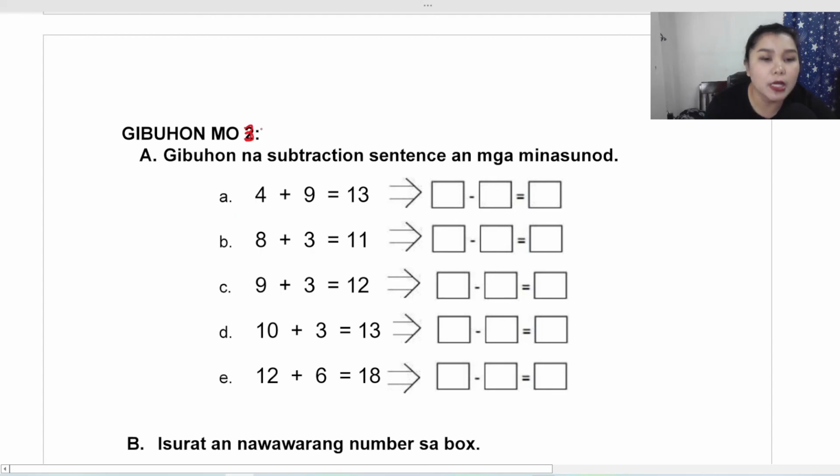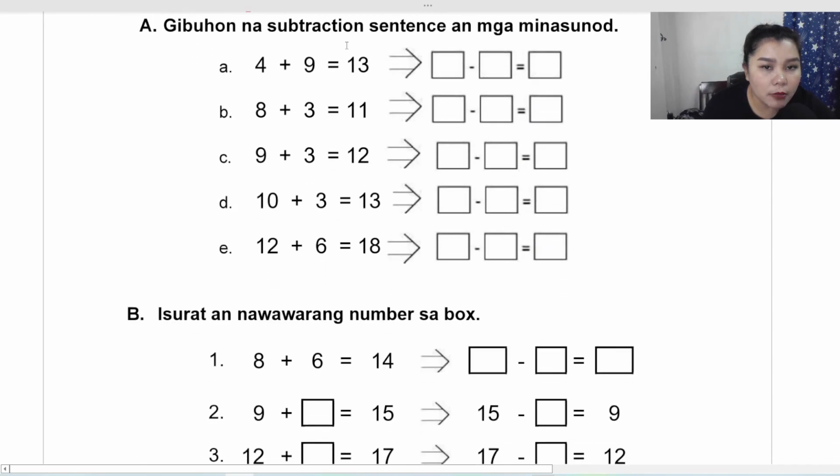So, may correction lang. So, gibuhon na subtraction sentence ang mga minasunod. So, we have here given 5 na addition sentences. What you have to do is you have to make this into subtraction sentence. Pabalik-tarin lang para makumpleto ang subtraction sentence. Okay, do you like me to give an example? Example, 5 plus 4 equals 9. Magiging na siyang 9 minus 4 equals 5.